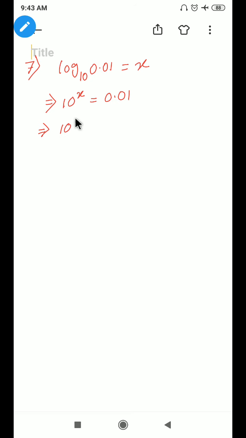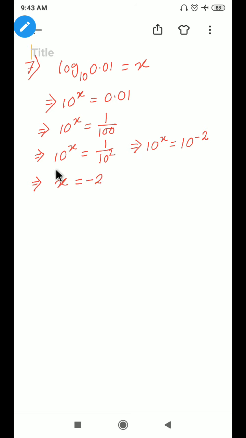So 10 to the power x is equal to 0.01 means 1 by 100. So it will be 10 to the power x is equal to 1 by 10 square, and 10 to the power x is equal to 10 to the power minus 2. So if you compare both sides, you will get x is equal to minus 2. Now go to next one.